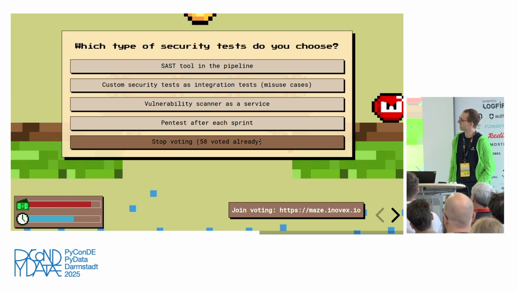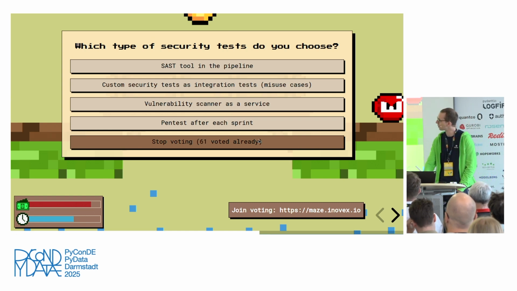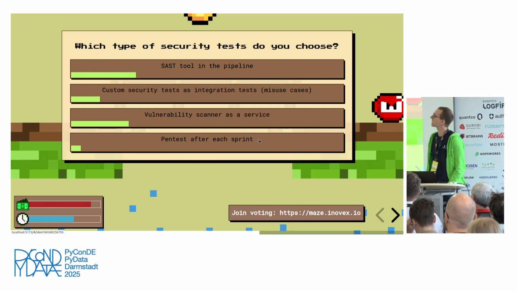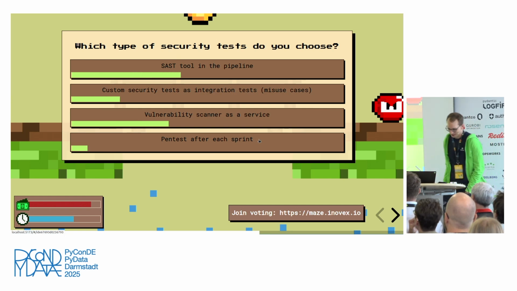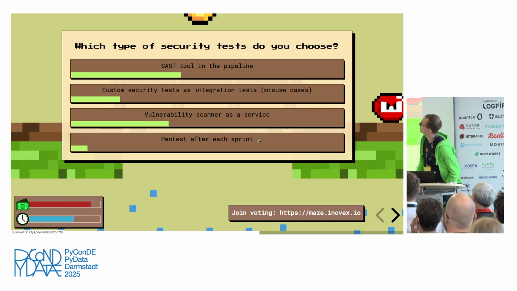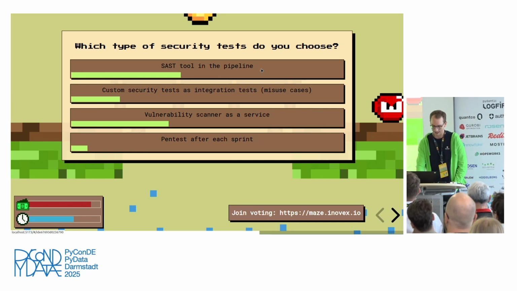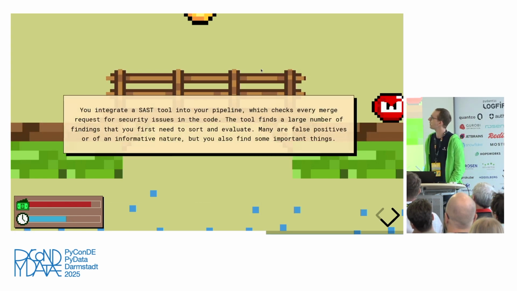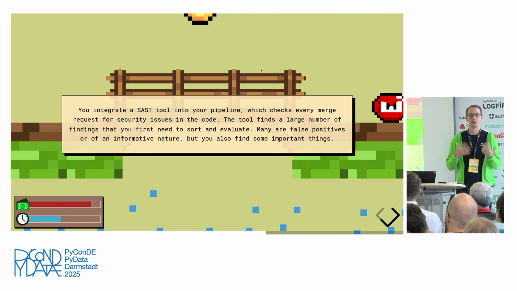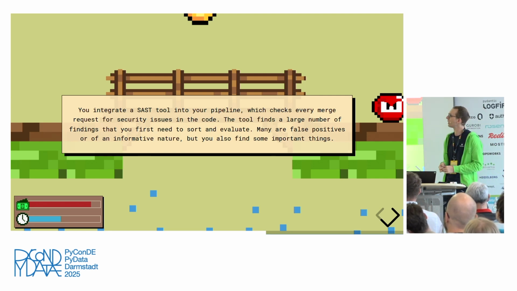Okay, let's wait for one more vote, and let's have a look. Oh, it's a close call, but I think the SAST tool got it. So you voted for static analysis in the pipeline, and now every commit and every merge request gets checked in the pipeline.